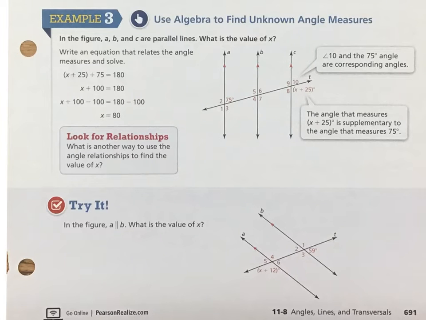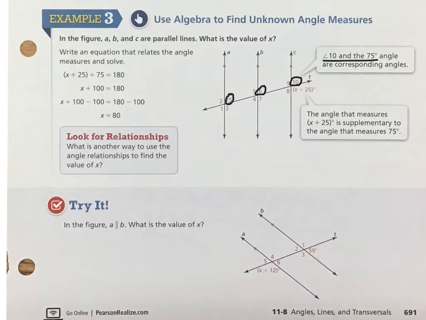We can also use algebra to find unknown angle measures if we know the relationship between the angles. So for example, you have a set of 3 parallel lines, A, B, and C. The transversal that cuts through them is line T. So look at the angles that correspond to each other. For example, this 75 degree angle is in the same position as angle 6 and angle 10, which means they are all equal angles. So angle 10 is 75 degrees.